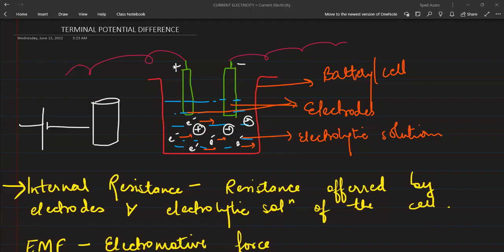Okay. Write down this part, make the heading internal resistance, then I'll start with EMF.